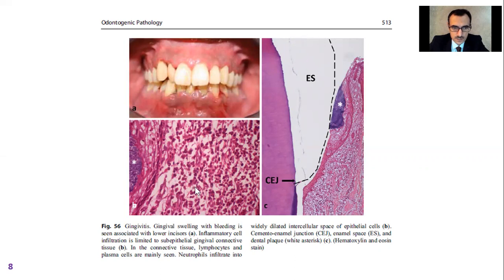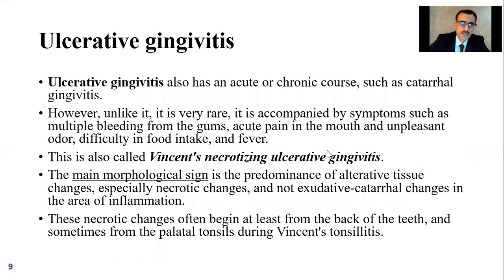Here we see the lymphocytes and the plasma cells in the connective tissue. Ulcerative gingivitis also has an acute and chronic course, like catarrhal gingivitis. Unlike catarrhal gingivitis, ulcerative gingivitis is very rare and is accompanied by symptoms such as multiple bleeding from the gums, acute pain in the mouth, an unpleasant odor, difficulty in food intake, and fever. This type of gingivitis is also called Vincent's necrotizing ulcerative gingivitis.